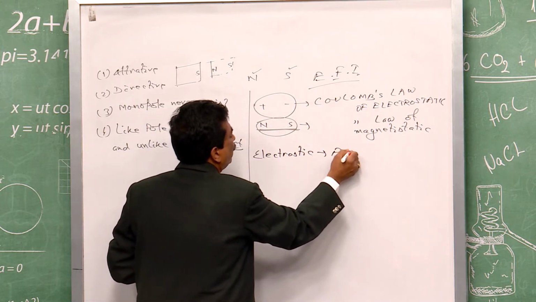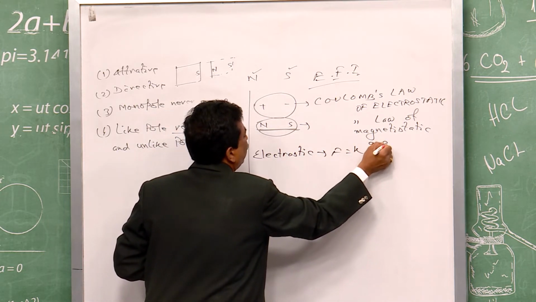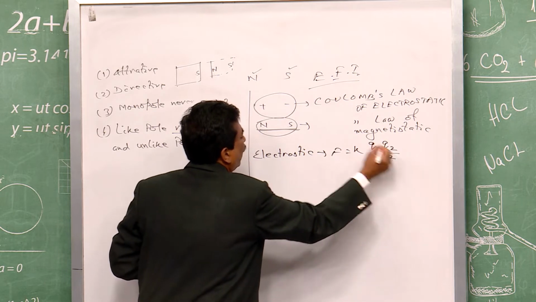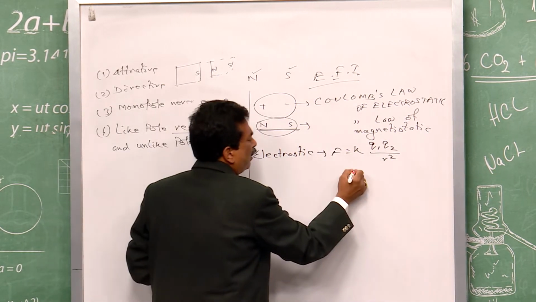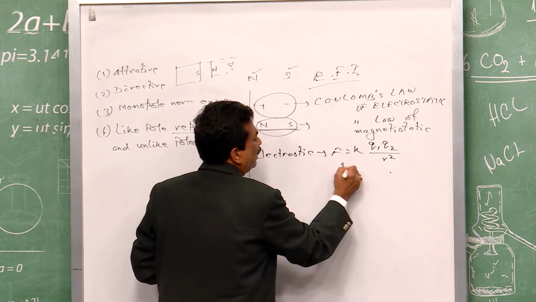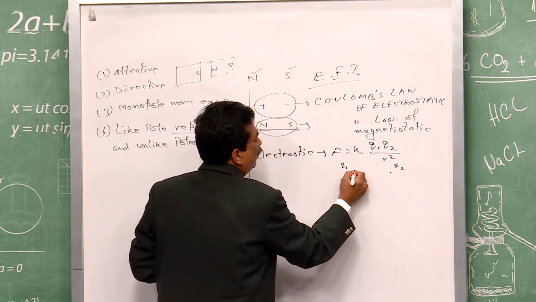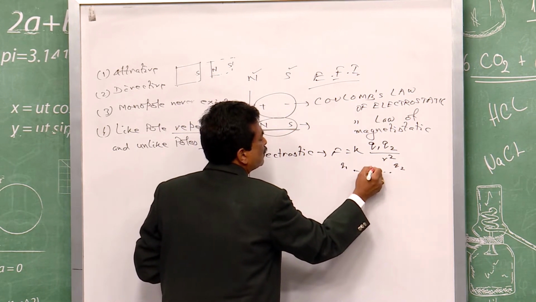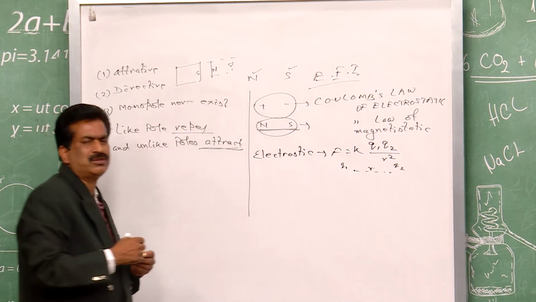that force F is equal to K Q1 Q2 by R square. Meaning if two charges are there, Q1 and Q2, separated by a distance R, then the force is equal to this much.